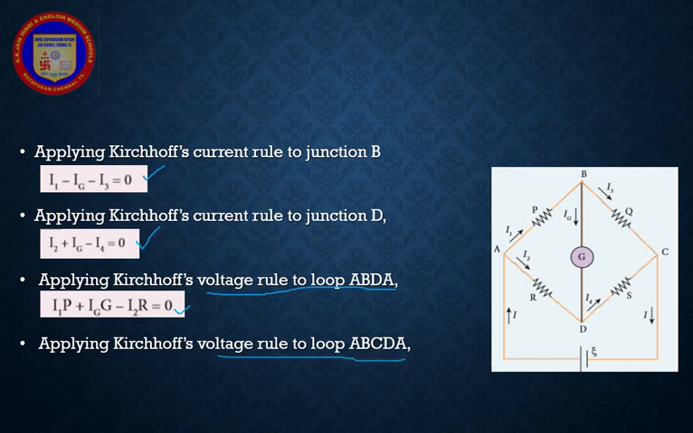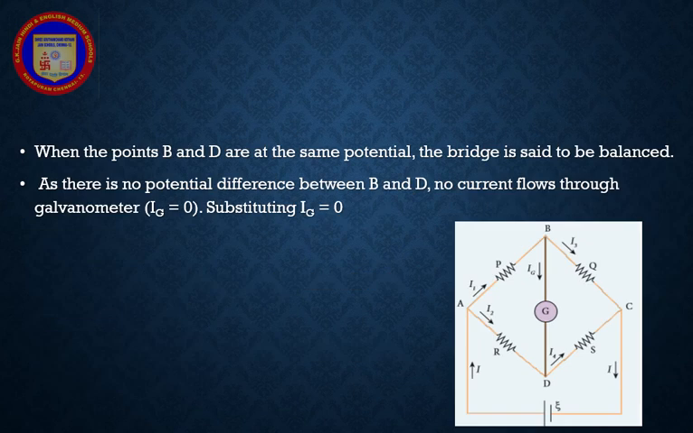Apply Kirchhoff's voltage rule to the loop ABCDA. We get I1P plus I3Q minus I4S minus I2R is equal to 0. When the points B and D are at the same potential, the bridge is said to be balanced. As there is no potential difference between B and D, no current flows through the galvanometer. That is, Ig is equal to 0.